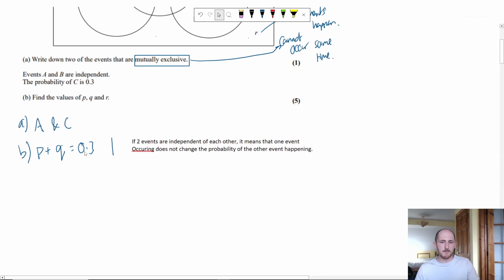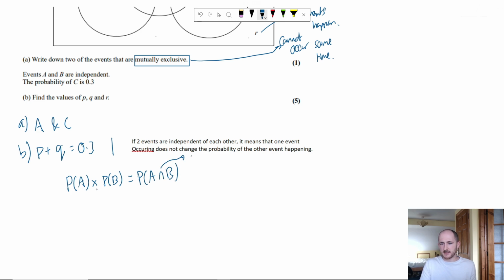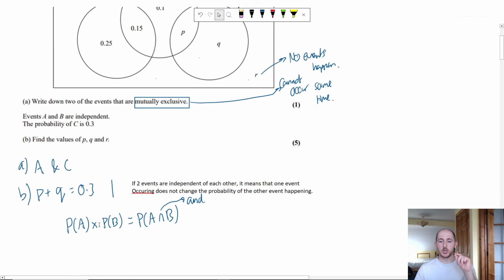So, what does that mean in terms of actual useful maths now? Well, if two events are independent, and this is a test that you can do, then that means the probability of A multiplied by the probability of B will equal the probability of A and B. Remember, this thing here just means and. So this is actually a test for if two events are independent or not. If you multiply their probabilities, it should give you the probability of the overlap.